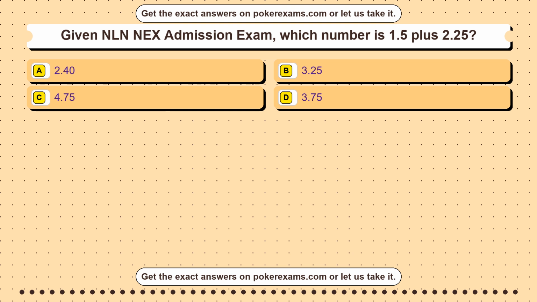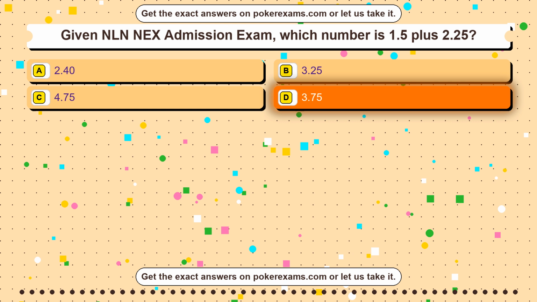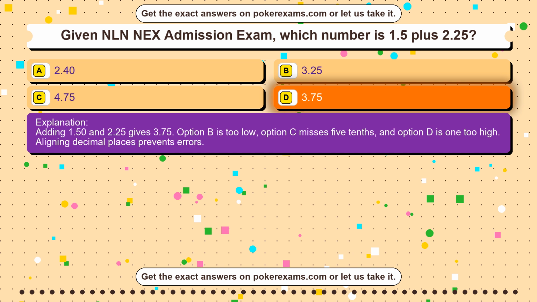Question 38. Given NLN NEX Admission Exam, which number is 1.5 plus 2.25? Option A 2.40. Option B 3.25. Option C 4.75. Option D 3.75. The correct answer is option D, 3.75. Adding 1.50 and 2.25 gives 3.75. Option B is too low, option C is too high, and option A misses the correct sum. Aligning decimal places prevents errors.